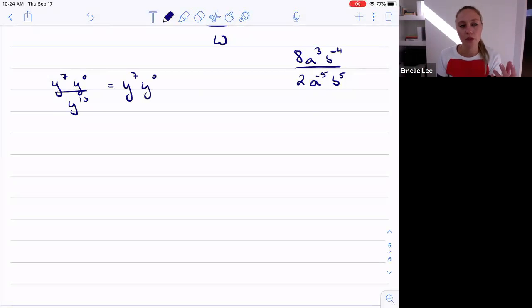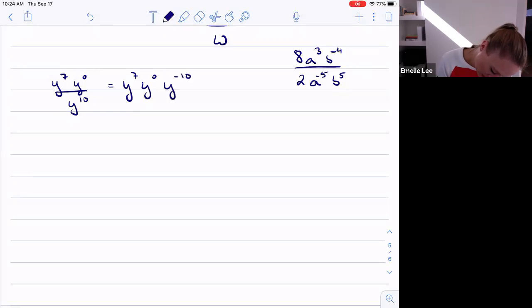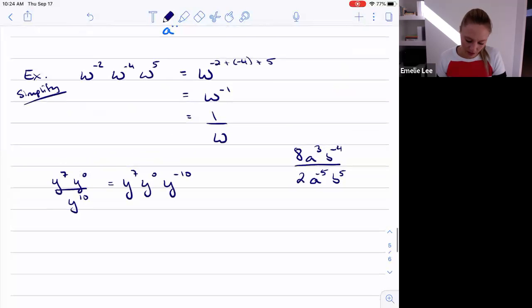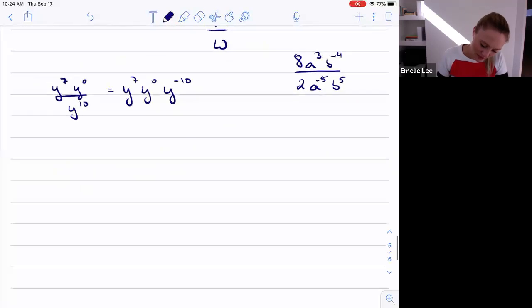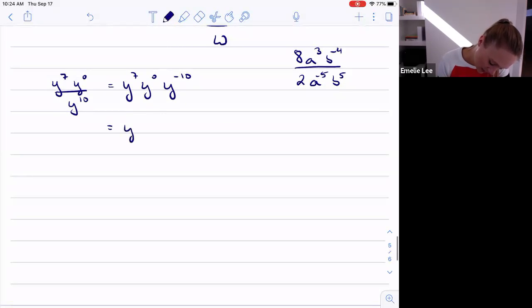Now, you could have simplified those first and then brought the other one up. The order doesn't matter here. Times y to the negative 10. Now this looks a lot like the one we just did. And so now I've got y to the power of 7 plus 0 plus negative 10.